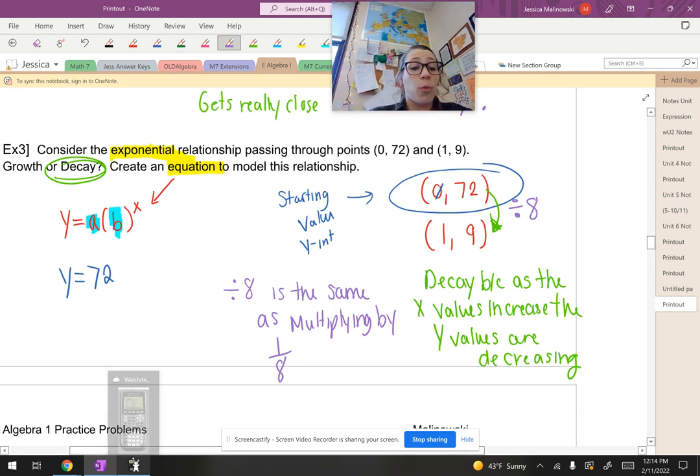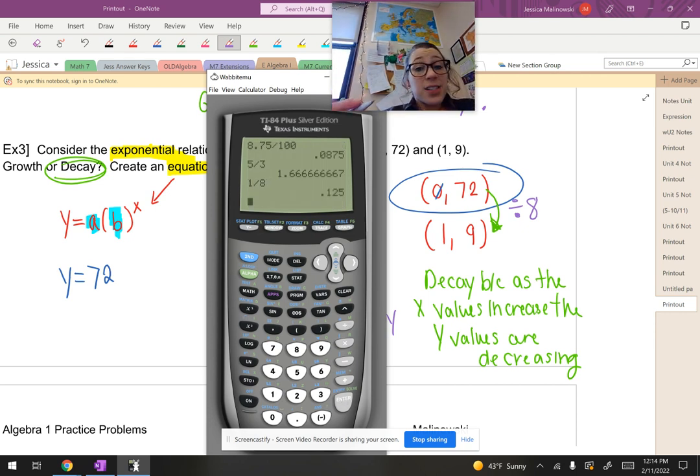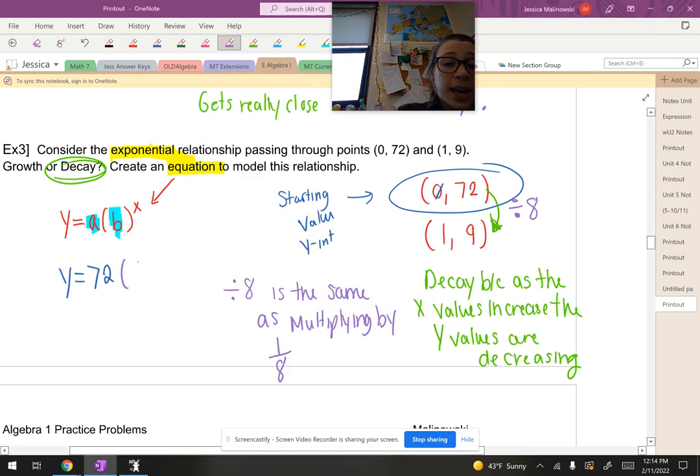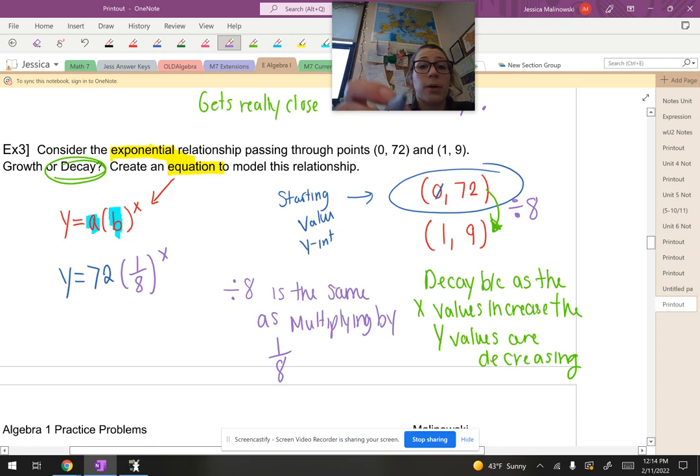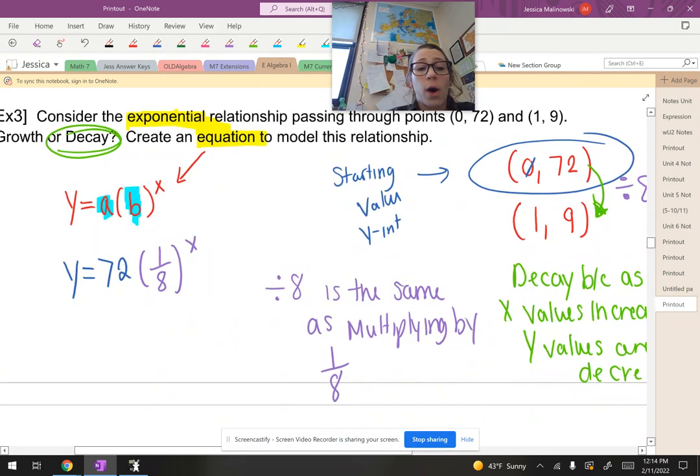So if we're using decay, we're going to use that 1 over 8 because that makes sense, because if you look at 1 over 8 in the calculator, or if you just know a little bit about fractions, you'll see that 1 over 8 is less than 1, giving us that decay or that decreasing pattern like we talked about. So final equation to represent this relationship: y equals 72 times 1/8 raised to the x power.